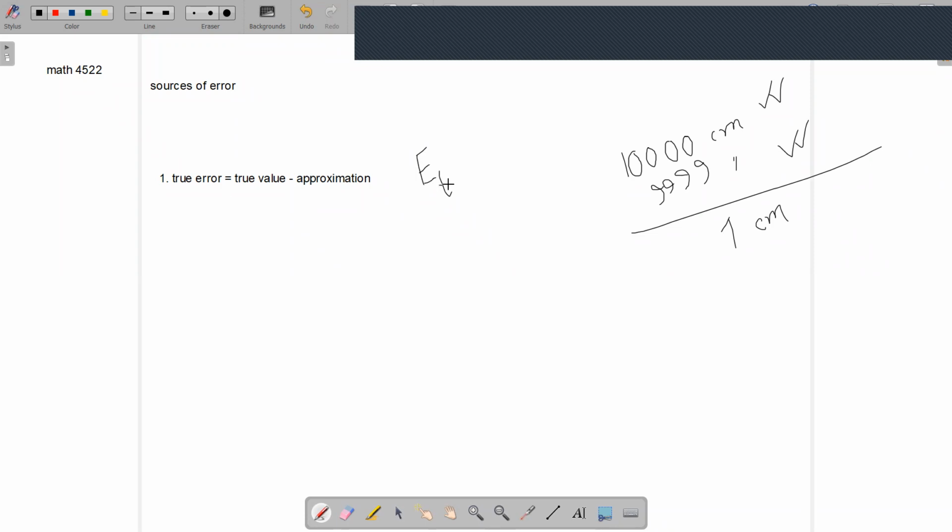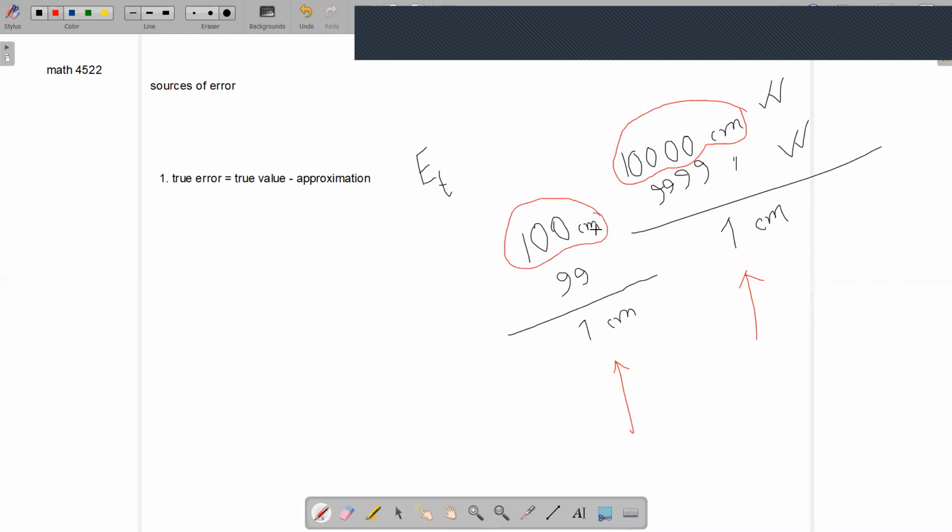subscript T. Now say for example in another experiment, the true length was 100 centimeter, and you have calculated the length as 99 centimeter. What is the true error now? 1 centimeter. Okay, but the question is, are they the same? No, sir. These two are not actually the same, because in the first scenario you have an error of 1 centimeter with respect to 10,000 centimeter. That is pretty small. But when you're making an error of 1 centimeter with respect to 100 centimeter, that is a bit larger. But in both scenarios you have a true error of 1 centimeter, right?